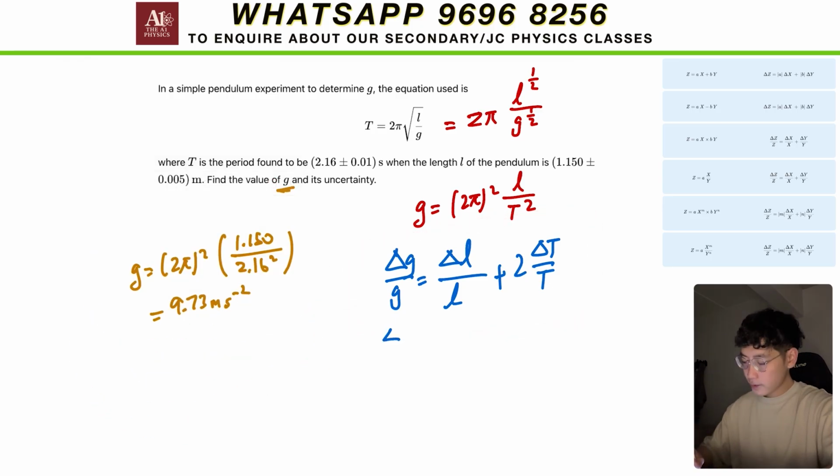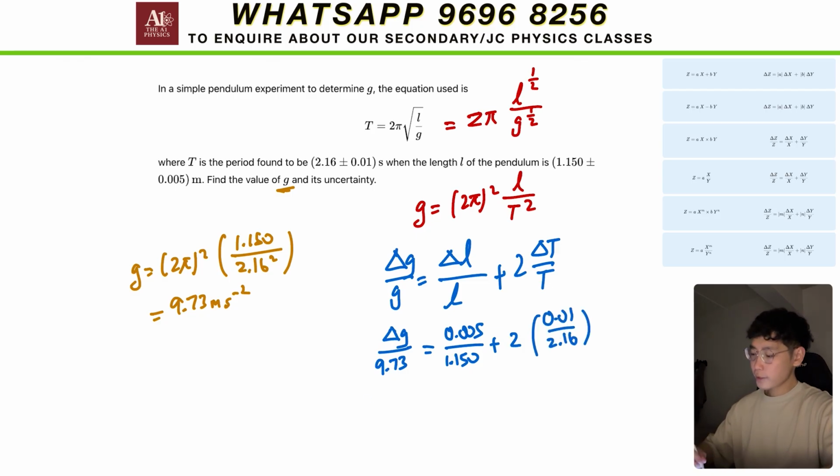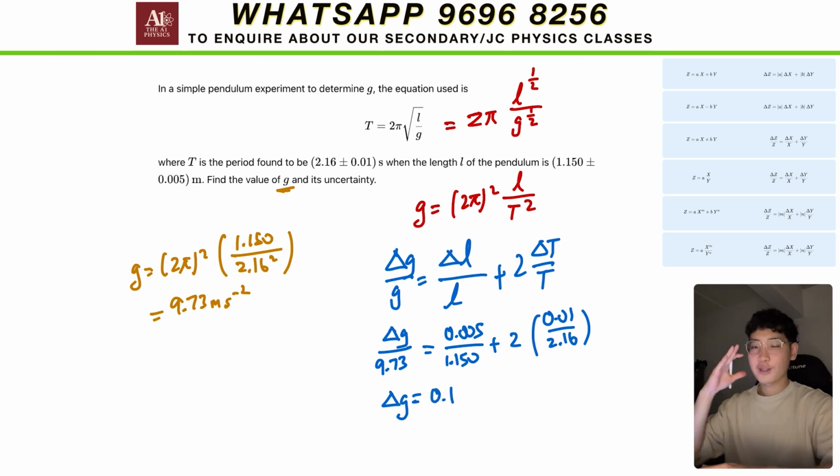So now the uncertainty of g over 9.73 equals the fractional uncertainty of L, which is 0.005 over 1.150, plus 2 times the fractional uncertainty of t, which is 0.01 over 2.16. If we solve this equation for delta g, we will get 0.1. Remember that we want to leave the uncertainty in 1 SF, so we have to leave this in 1 SF.